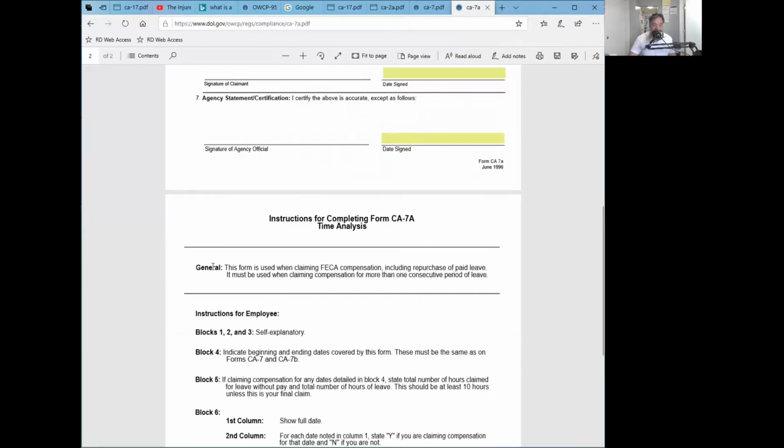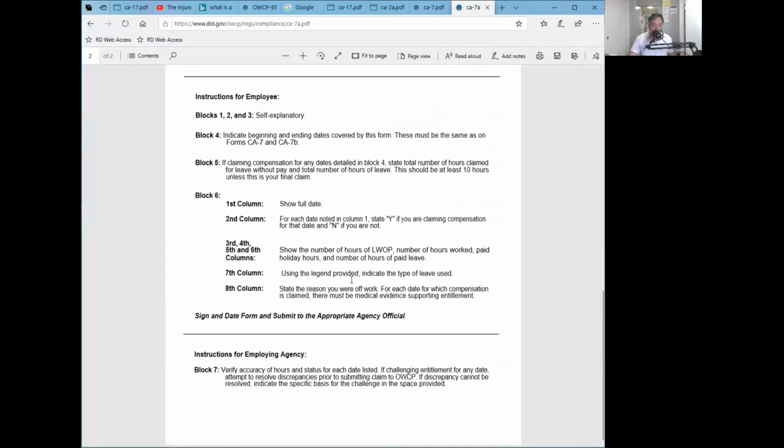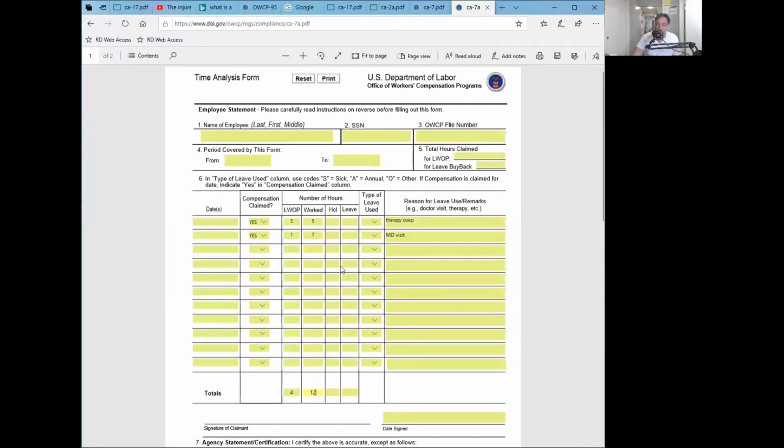Again, it says here, this form is used when claiming FECA compensation. So when is it used? I basically show you how to fill it out. It is used if in the middle of your work day, as you can see, you work 5 hours and you leave work for 3 hours, and you take that time and put it over here. What is it used for? It's used for your ability to leave work and not get penalized for leaving work, with money, so you can handle your finances properly. The Department of Labor will pay for your time out of work to take care of therapy or your medical visits during that time period.